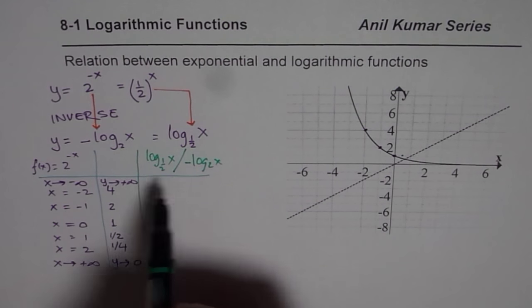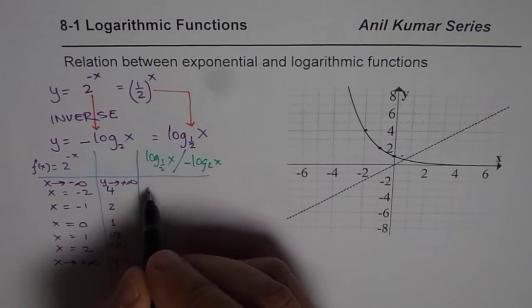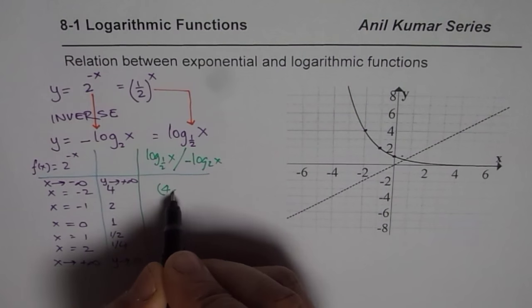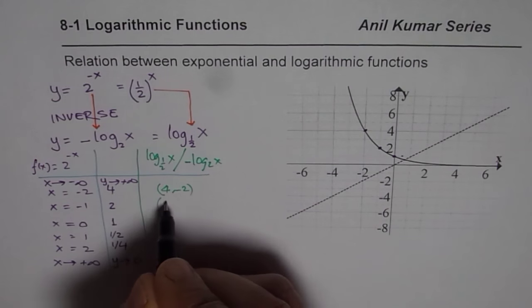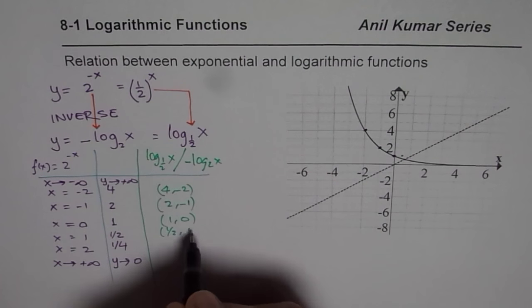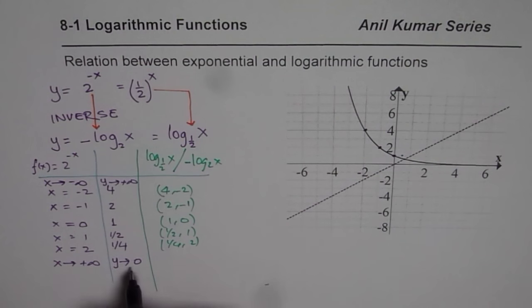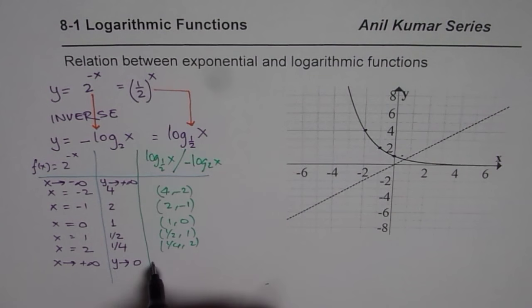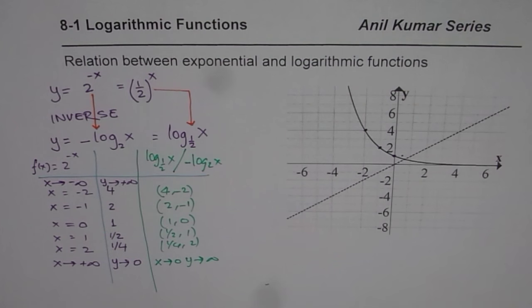Now, to get to these points, what we can also do is we can flip these points and write them. So we get the coordinate points as 4, minus 2, right? So we are literally doing inverse by flipping x and y values. So we get 2, minus 1; 1, 0; half, 1; 1/4, 2; and as x approaches 0, y approaches infinity, right? So that is how it should be. It just interchanges. Do you see that?